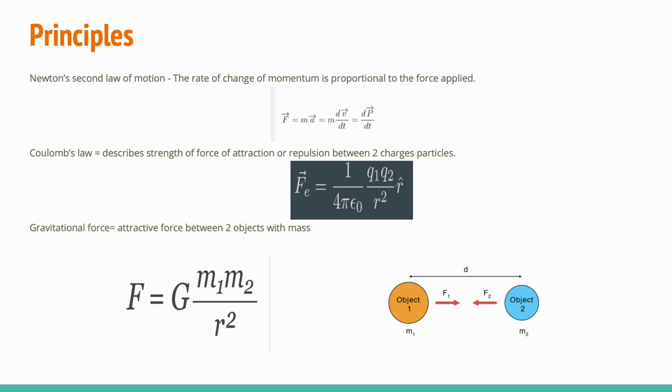And then finally the gravitational force, which is the attractive force between two objects with mass. So F is equal to the gravitational constant G times m1 times m2, which are the masses of both the objects, divided by r squared, and G is negative here.